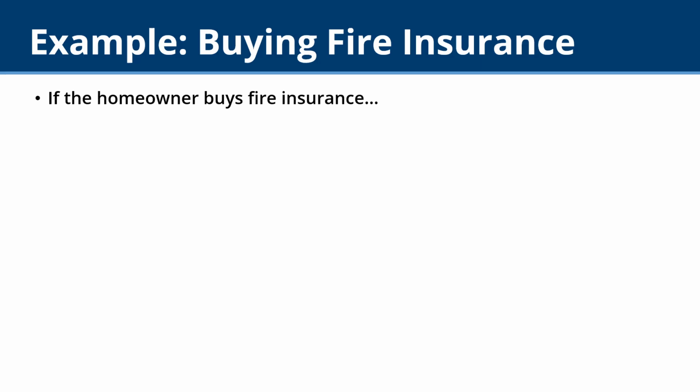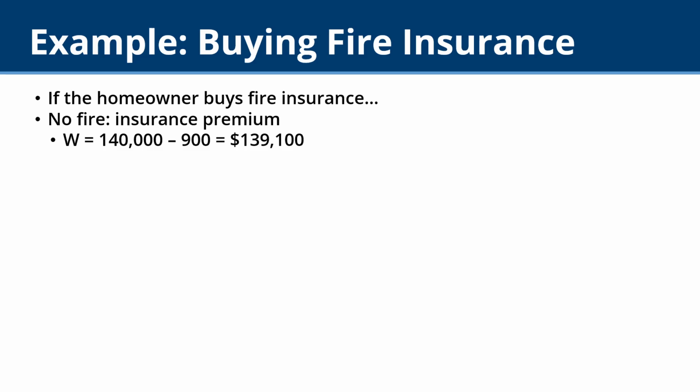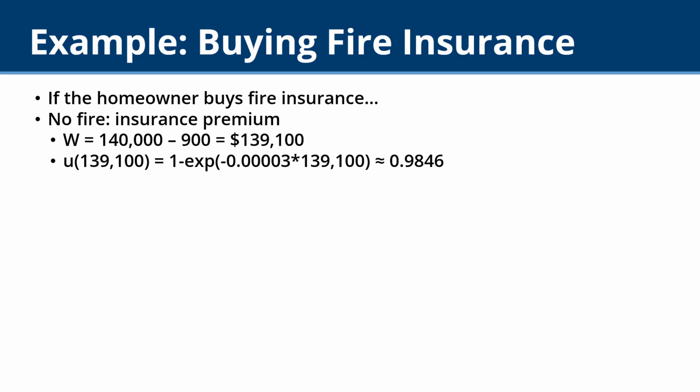Okay, so let's consider the case where there is no fire. If there's no fire, the impact on the homeowner is that they would still have had to pay the insurance premium, which is $900. So their wealth decreases slightly because of the premium. The wealth, W, decreases from 140,000 by $900. It goes to $139,100. For this value, we can calculate the utility using their utility function, which is 0.9846. This is the utility if the homeowner buys fire insurance and there is no fire.